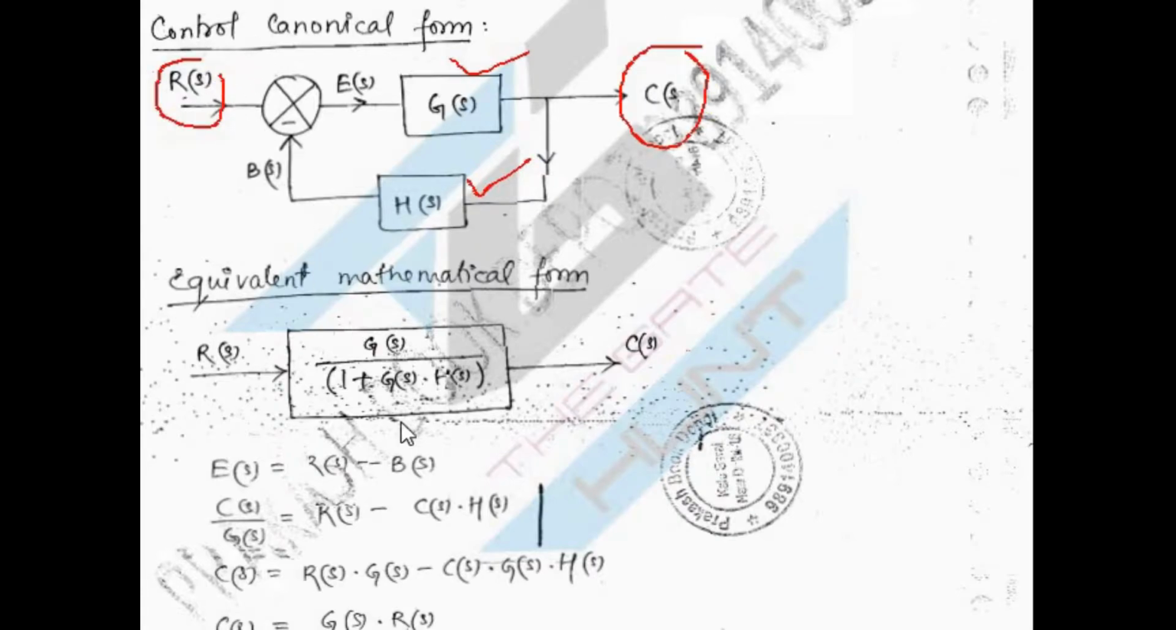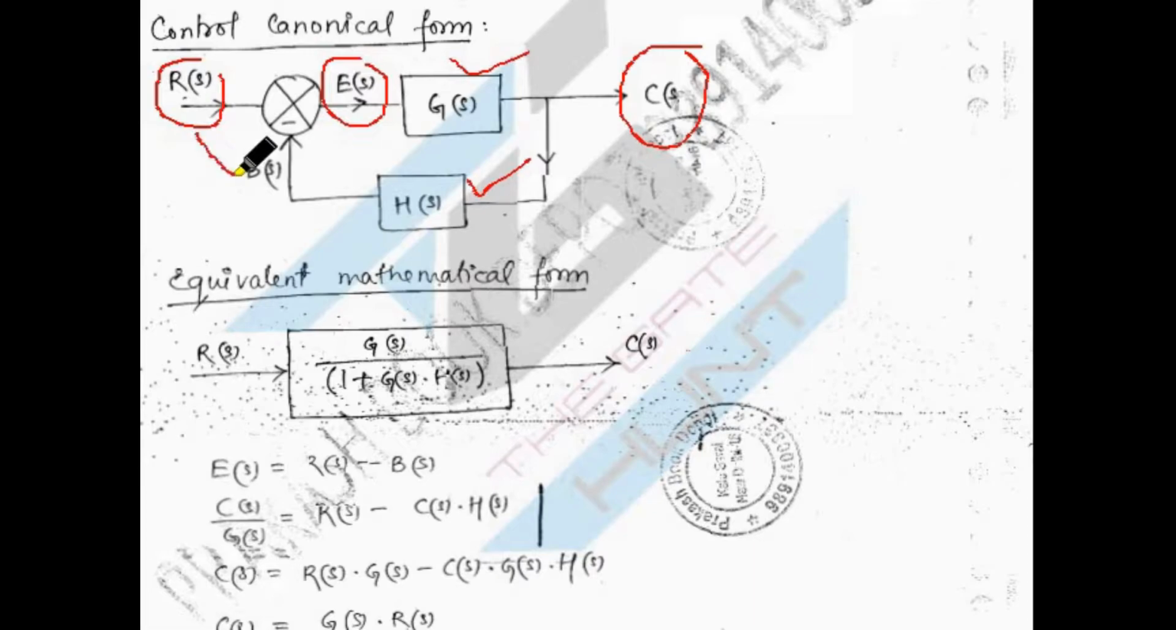Now I will describe how this G of s divided by 1 plus G of s H of s will come. So now you have to focus on this E, right? This error is nothing but the difference between R of s and B of s, these two signals.